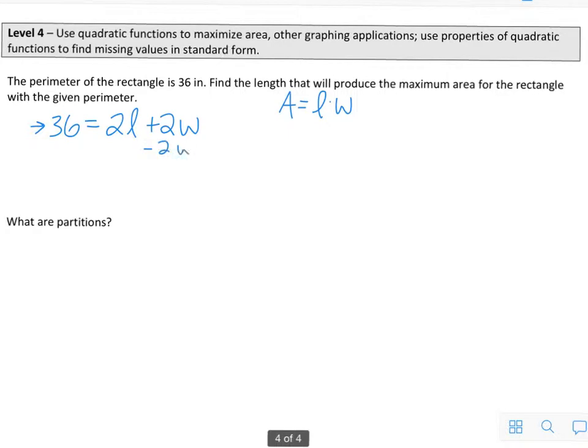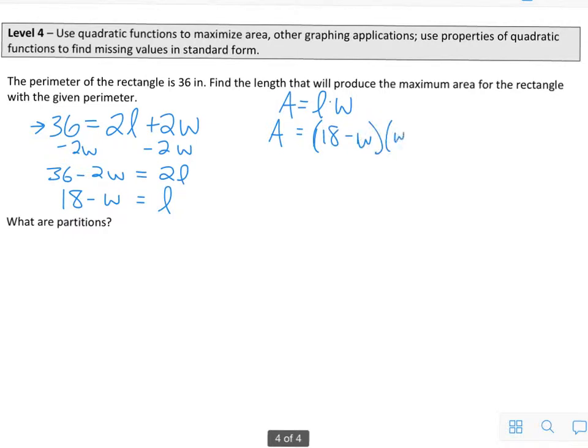So I'm going to subtract 2w from both sides. 36 minus 2w equals 2L. And then I can divide everything by 2, so I get L equals 18 minus W. So then I can plug this into my formula. Area equals 18 minus W times W, and I'm going to distribute this, so I get 18W minus W squared.